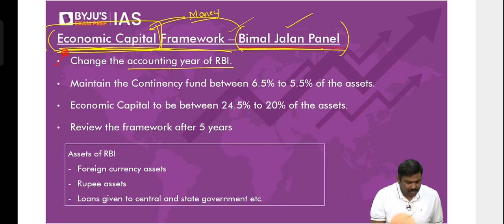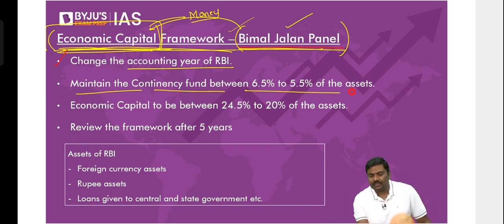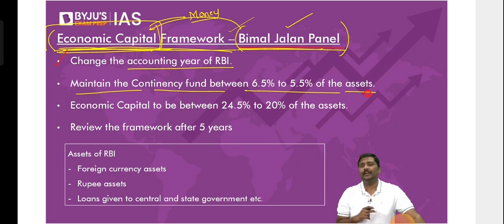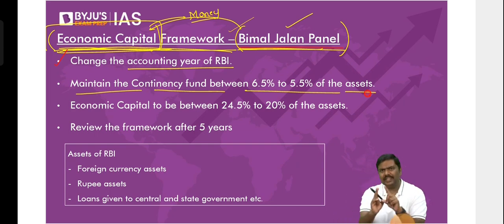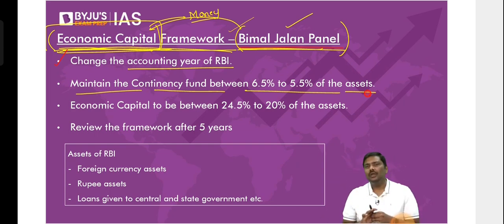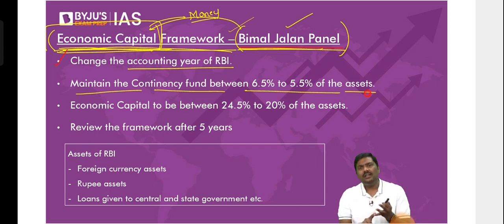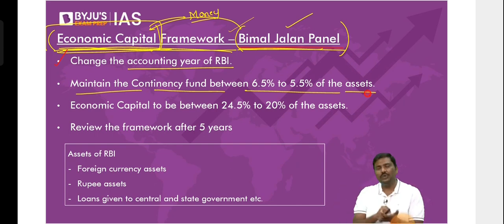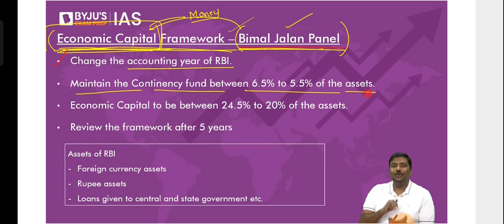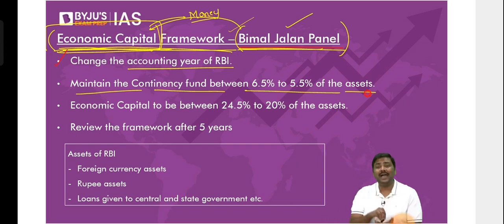Second very important recommendation, maintain the contingency fund between 6.5 to 5.5% of the assets. Now before I go forward, there are technical terms which I'm going to use. Please don't run behind the technical terms. Why? I'll tell you. Restrict to what is there in the slide. If you want to understand Bimal Jalan committee recommendations, you need to study the balance sheet of RBI.